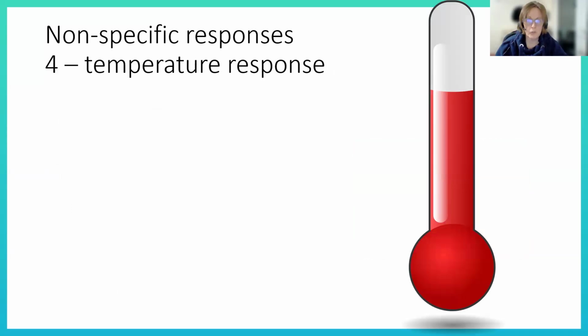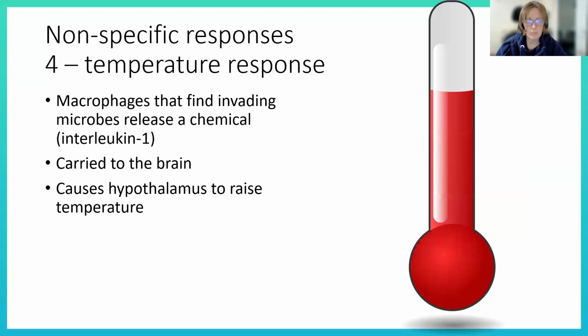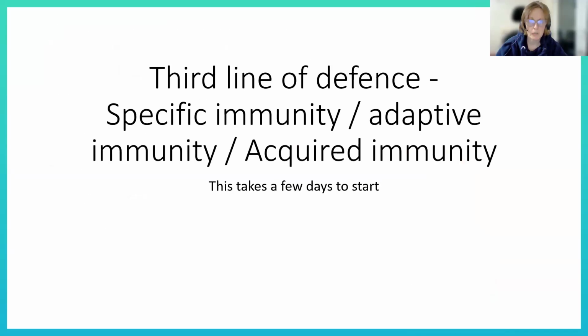Then we have the last non-specific response, which is to raise the temperature. Macrophages that find invading microbes will release a chemical that's carried to the brain, and this causes the hypothalamus to raise the temperature. What this does is it stimulates phagocytosis, so it helps to stimulate the engulfing of those pathogens. So that's our non-specific response. The first line of response is those barriers, the skin, those mucous membranes, everything that we try to use to keep everything out. Then if they get breached, we have our non-specific response.